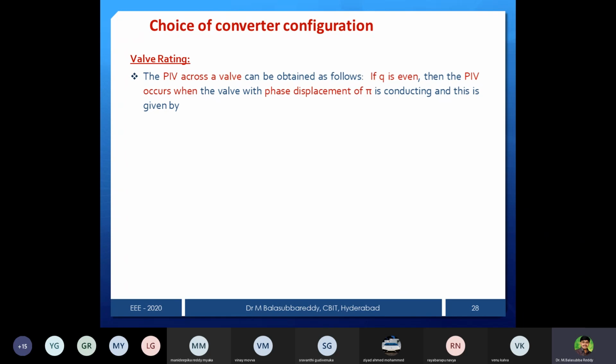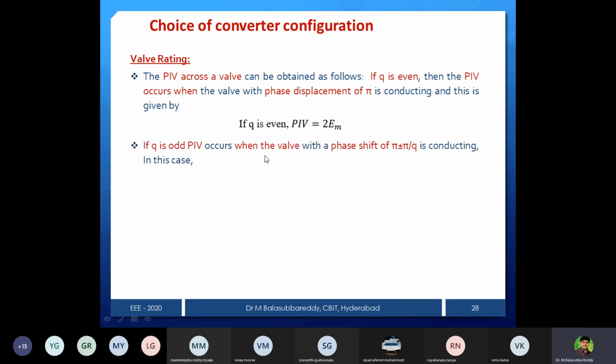Similarly, peak inverse voltage across the valve can be obtained, as there are even numbers as well as odd numbers. If Q is even, then the peak inverse voltage occurs when the valve with the phase displacement of pi is conducting, and this is given by 2 Vm. So this is for Q equal to even. Suppose Q is odd, then you get the peak inverse voltage as 2 Em cos pi by 2q. So when Q is even, the peak inverse voltage is this one, and when Q is odd, it is this one.